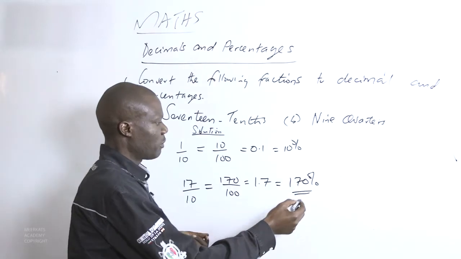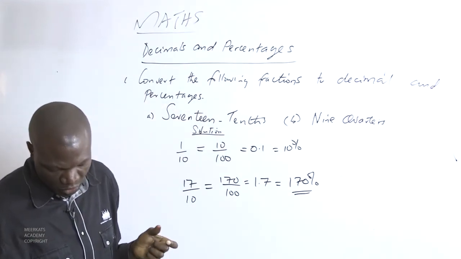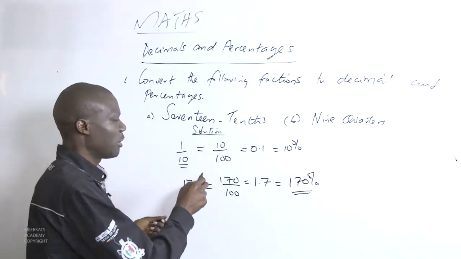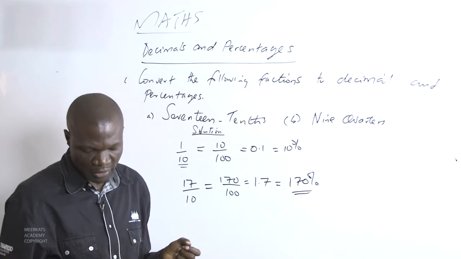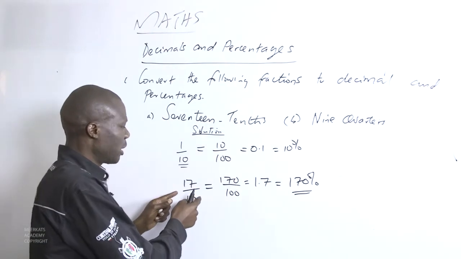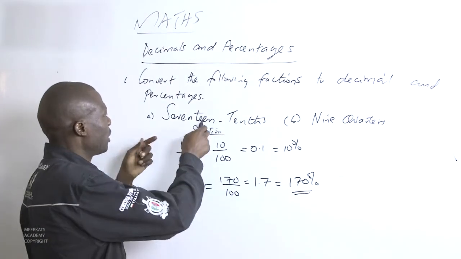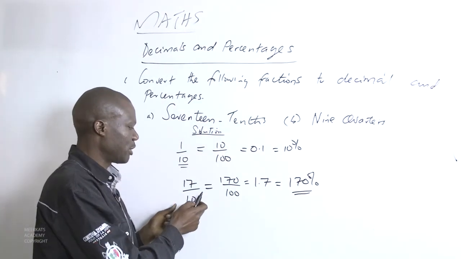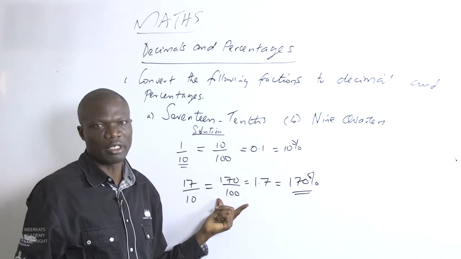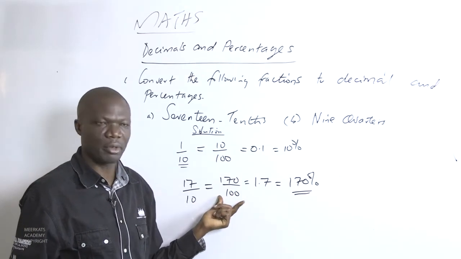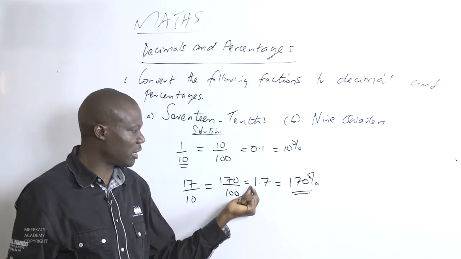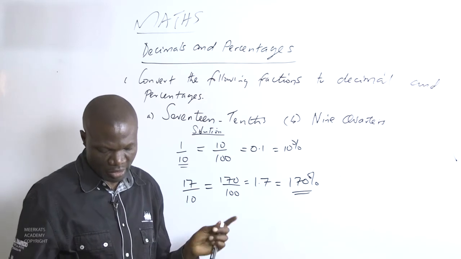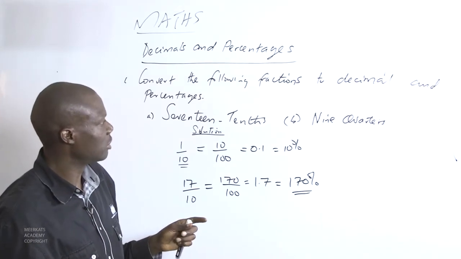Why are we saying that this is the case? First, we memorize what we call the number fact, which is this one here. Having memorized that, we multiply by 17 because we have been asked for 17/10. We make the denominator 100 by multiplying by 10. We have 1.7 as a decimal and 170% as our percentage.